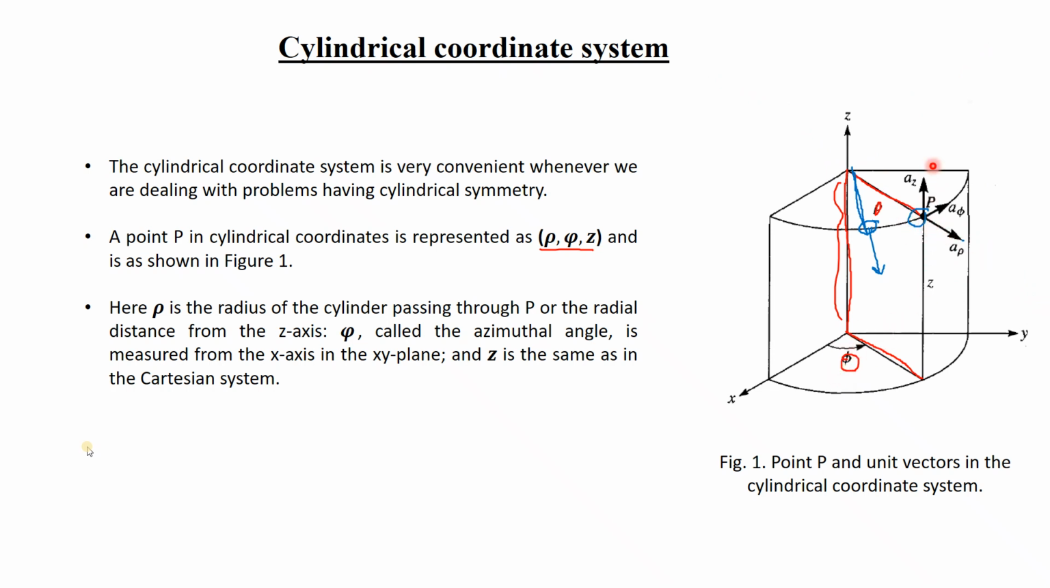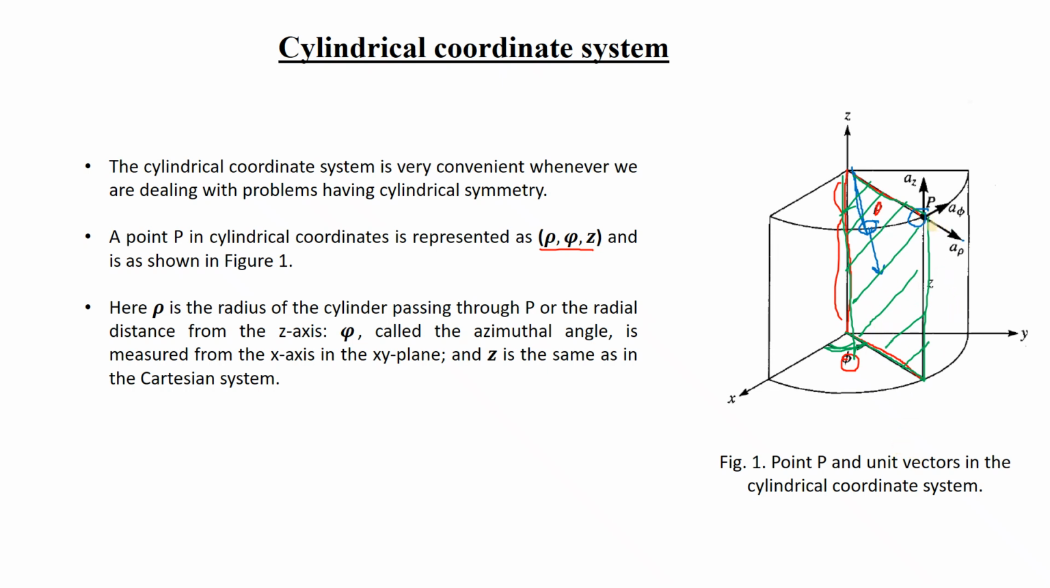Now comes phi. So this is rho, this is z. Phi means what you have to do. How are you locating phi? You take this radius, you take the mirror image, put it over here. Now get the angle. Now you draw this particular plane. This plane. You can see it is like a plane.